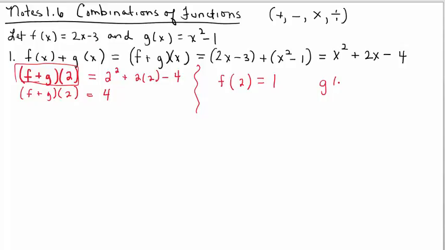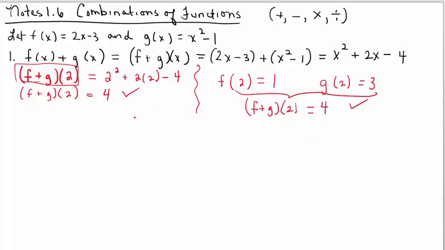Okay, let's find g of 2. Plug 2 in. 2 squared is 4. 4 minus 1 is 3. Okay, now I found these values individually. So what's the combination of f and g both evaluated at 2? All I have to do is add 1 and 3 and I get 4. Yep, that checks with this method here. So either add f and g together with the x's and then plug in 2, or plug the 2 into each f and g and then perform the computation of adding the numbers together.